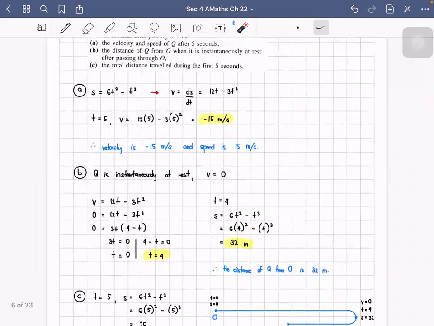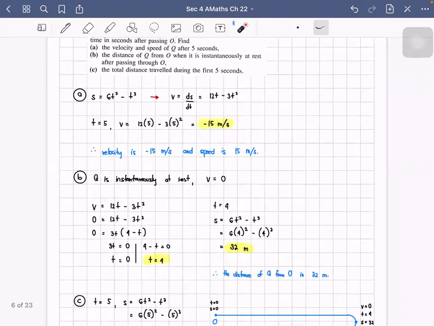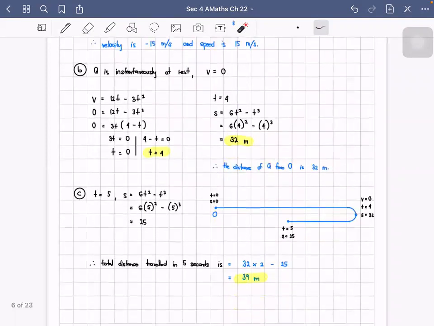Do you have any question for letter B? Sec 4? None so far? Okay, so let's continue and finish letter C.